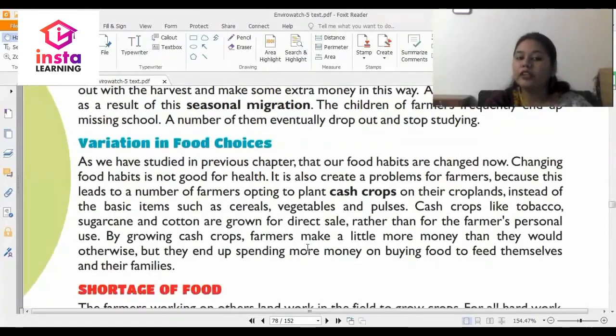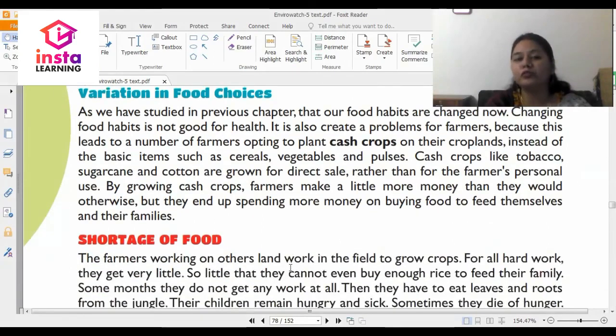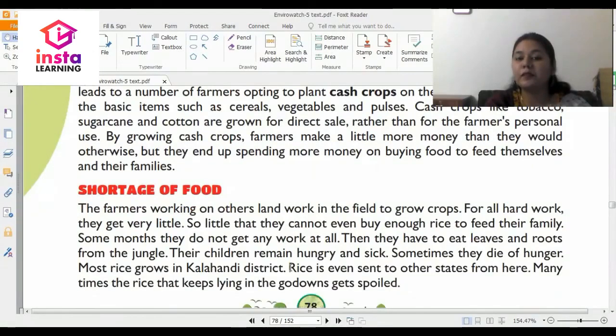Now we talk about variation in food choices. As we have studied in the previous chapter, food habits are now changing. Changing food habits, of course, is not good for health, and a lot of farmers are opting to plant cash crops on their cropland instead of basic items. So by growing cash crops, farmers make a little more money than they would otherwise, but they end up spending more money on buying food to feed themselves and their families.